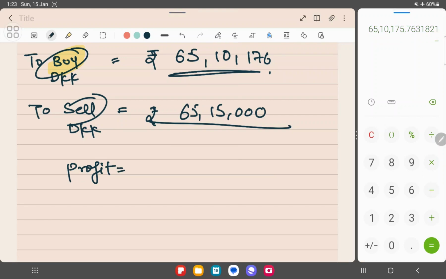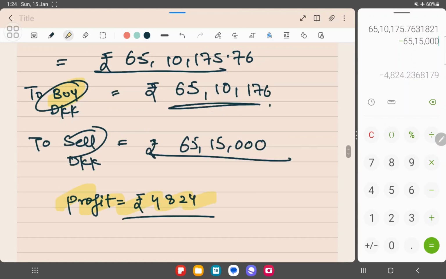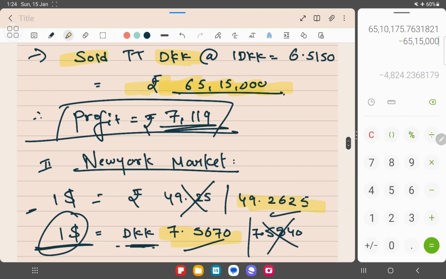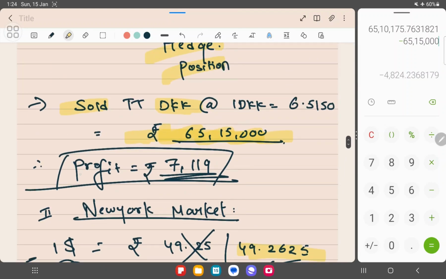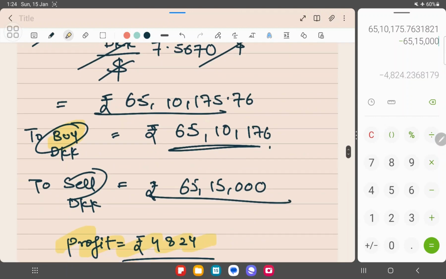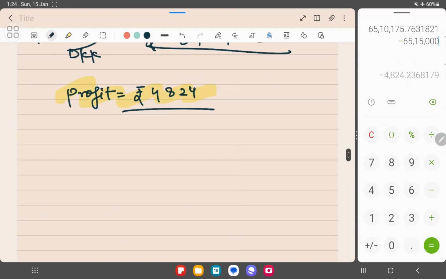The question is how much? Minus 65,15,000, 4,824. This is also in rupees. Now what we have to do is, we have the profit amount. If we hedge in the New York market in United States, this is the profit amount. And if we hedge in the London market, see the profit was this much, 7,119. So obviously we can see that we should hedge in the London market because it's more profitable.